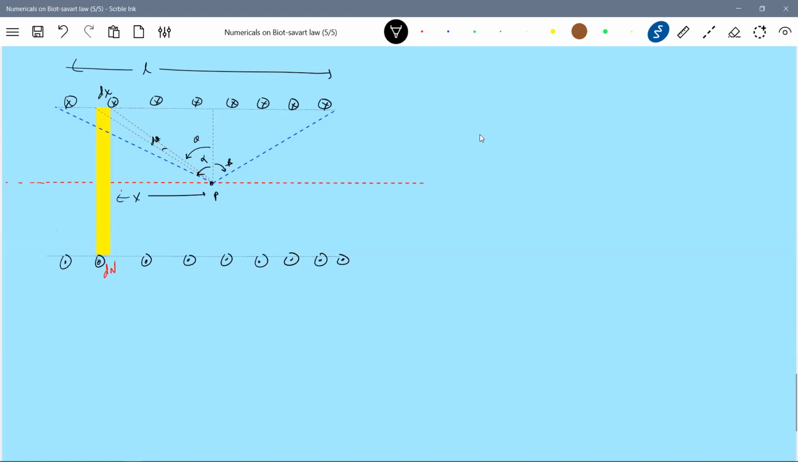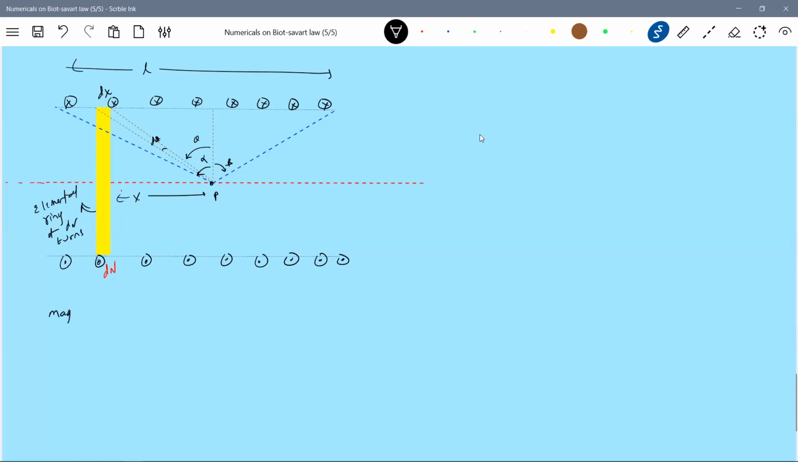First we'll define this as a ring. What is this yellow color strip? Like an elemental ring of dn turns. If you can understand this, the problem is over. So what is the magnetic field at point P due to this elemental ring?